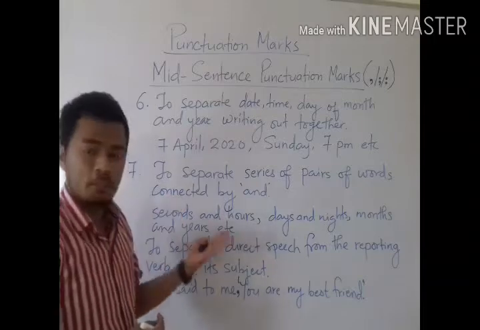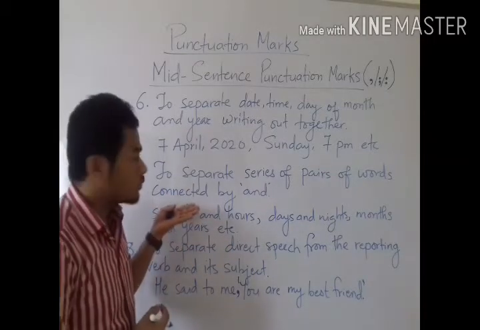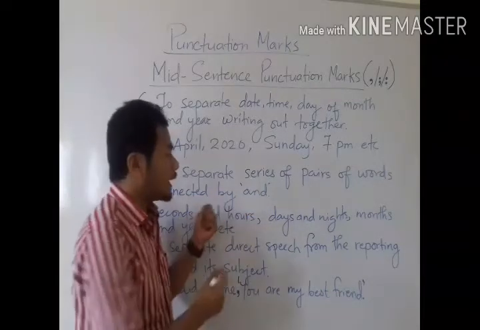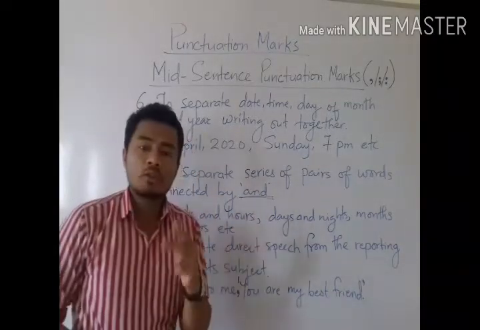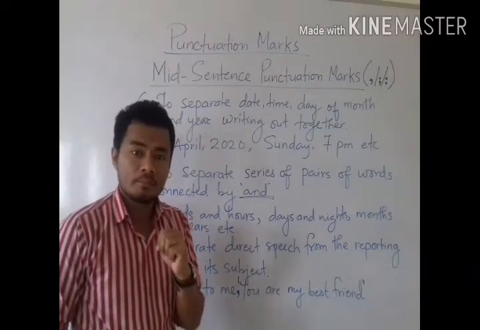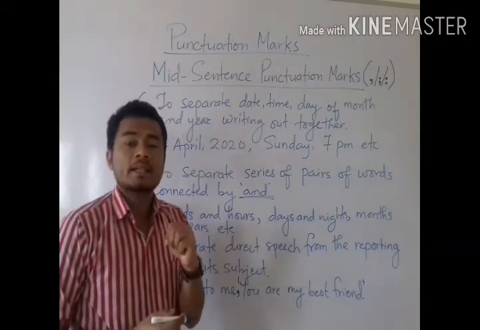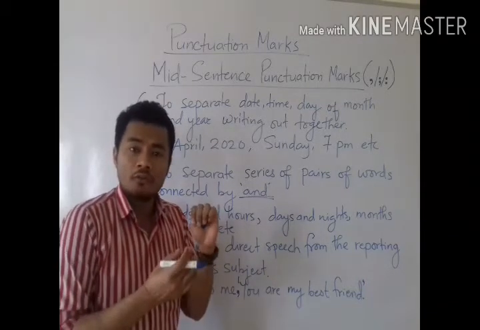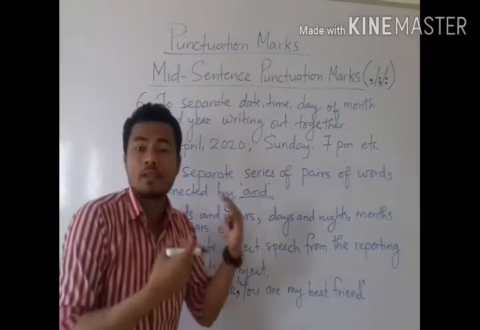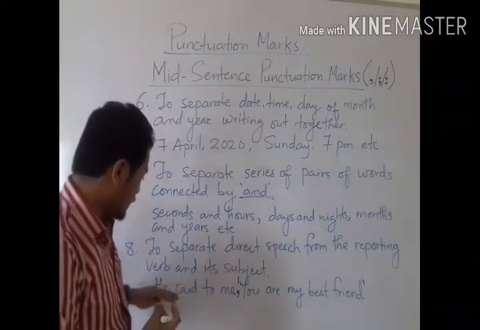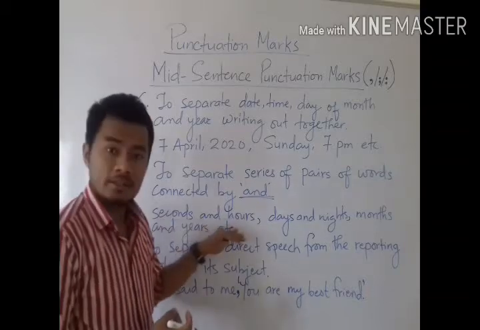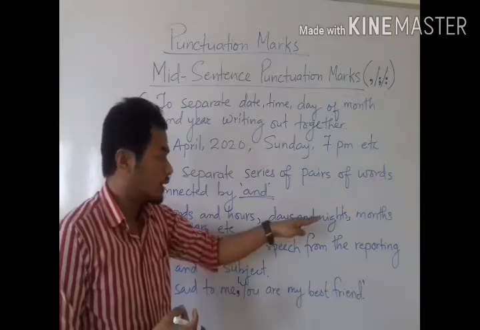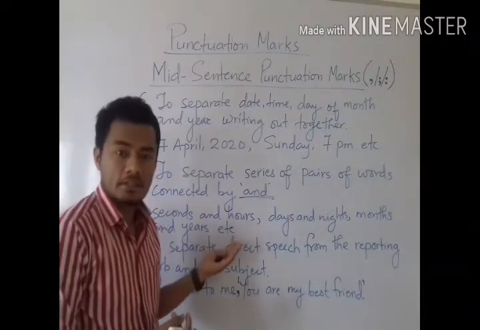Okay. Now come to another point. Comma is also used to separate series of pairs of words connected by the conjunction and. Whenever two words are connected by conjunction and we have a series of these pairs of words like seconds and hours, comma, days and nights, comma, months and years, etc.